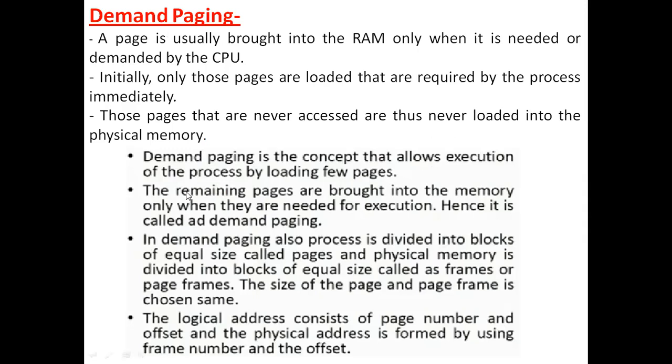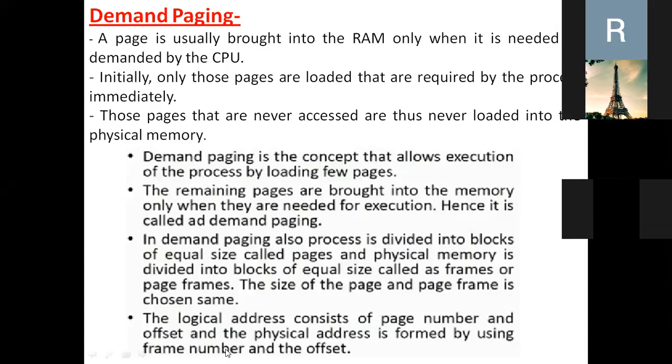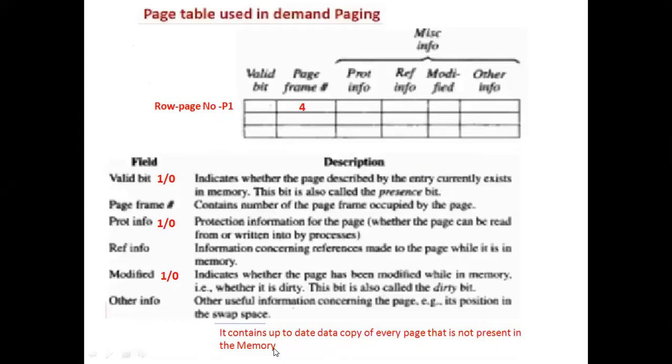Like in paging, in demand paging also we divide the process into equal parts known as pages, and physical memory is also divided into equal parts known as frames. These statements are similar to the paging concept. The logical address consists of the page number and offset. Similarly, the physical address consists of the frame number and the offset. This we have seen, and we were discussing the page table that will be used in demand paging.